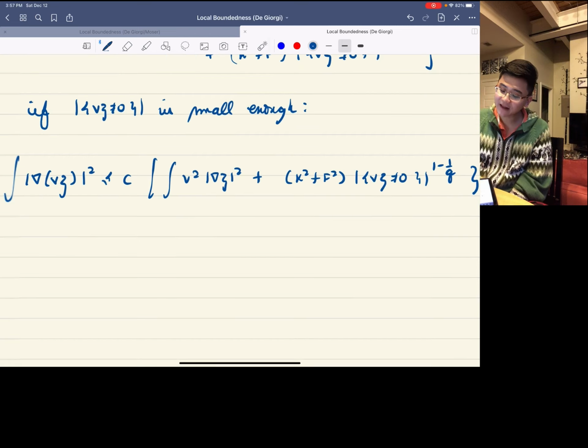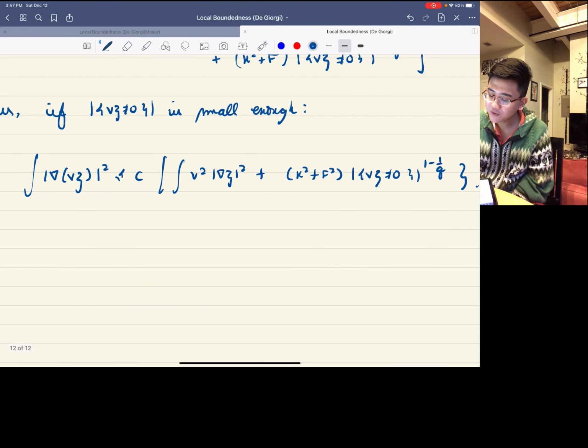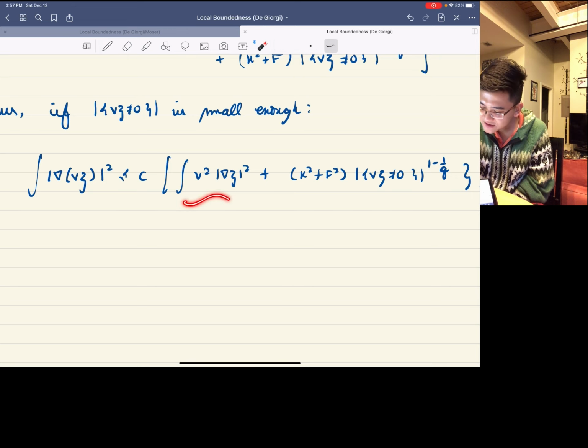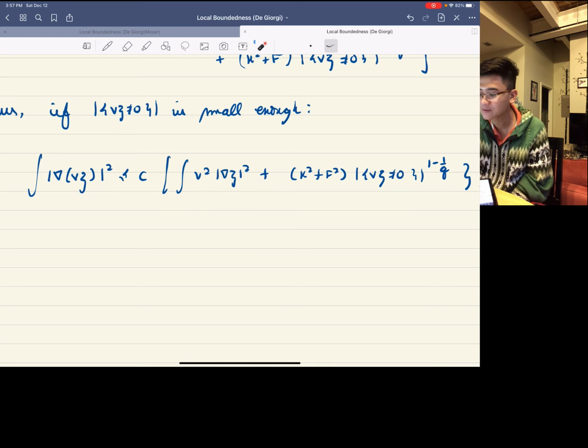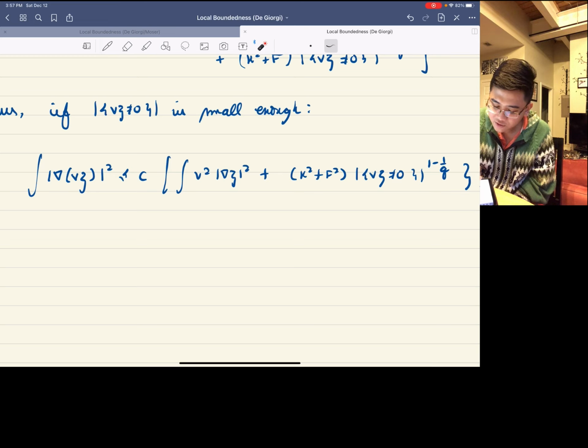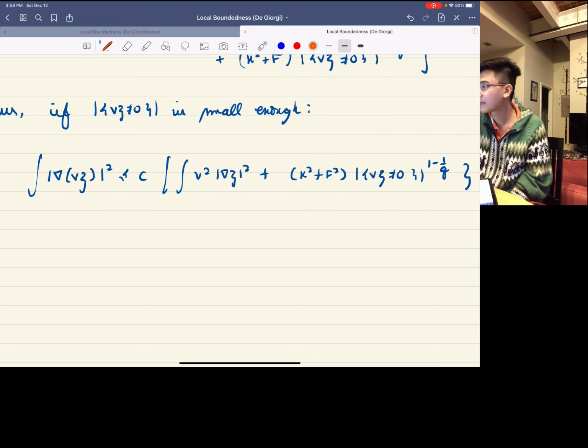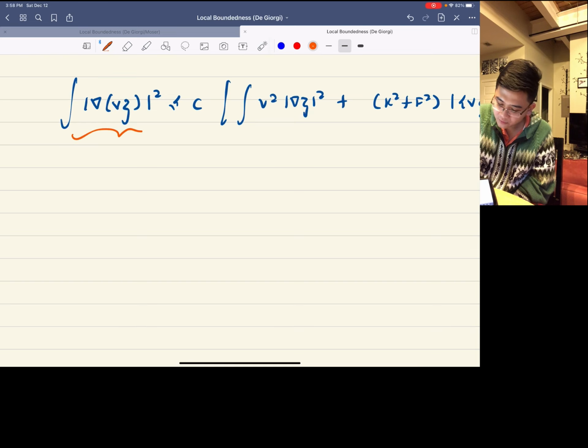Okay, so what do we do now? We're almost at the estimate that we want. How so? Well, this just looks like an L2 norm of v, just with some other terms here. Now we want the L2 norm of v to appear on this side, so we're going to apply the Sobolev inequality here. So to do that, let's use orange. We deal with this term.